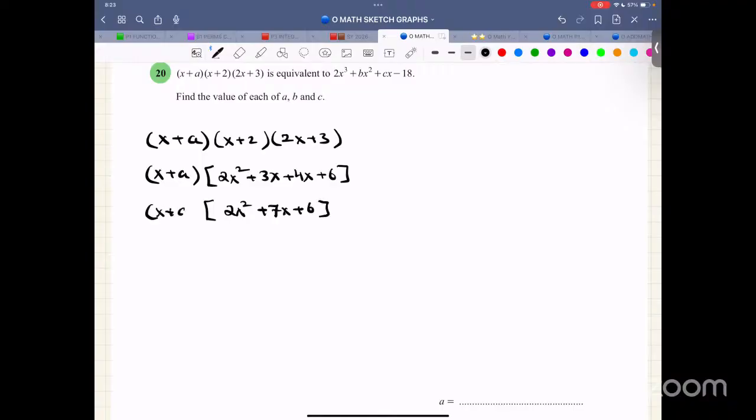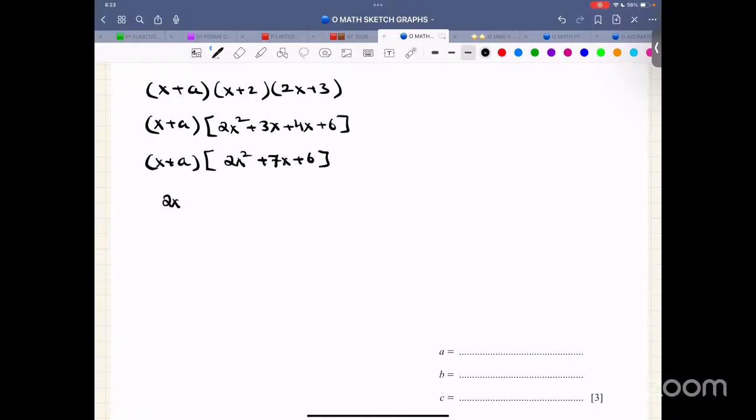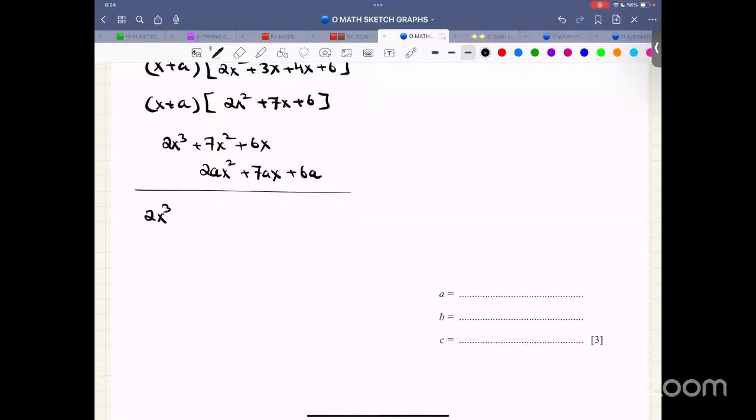And this is x plus a. x into 2x squared, that is 2x cubed, 7x squared, this is 6x, a into 2, that is 2a, x squared, and that is 7ax, and that is 6a. And add it up. This is 2x cubed, x squared, that is 7 plus 2a. You can write it in the opposite order also. Let me write it because people might be getting confused. So this is 7 plus 2a, that's the coefficient of x squared. This is 6 plus 7a, that's the coefficient of x, and the constant term is 6a.